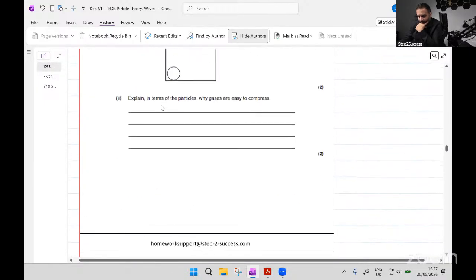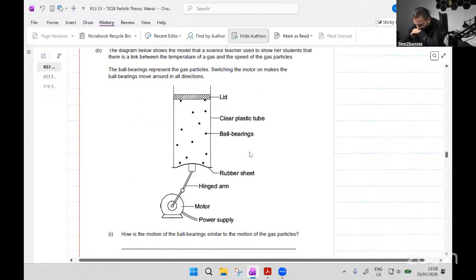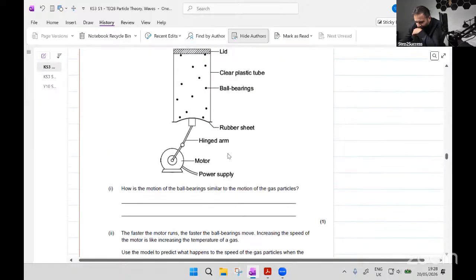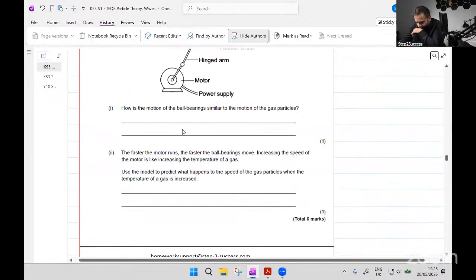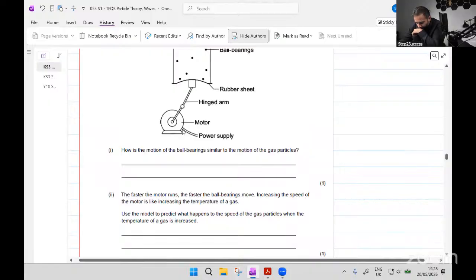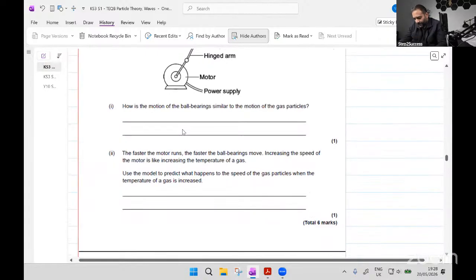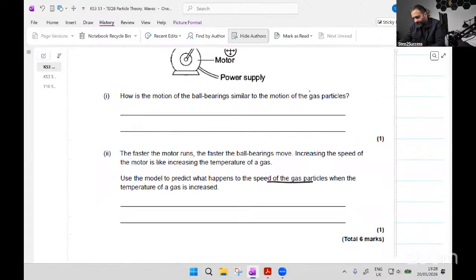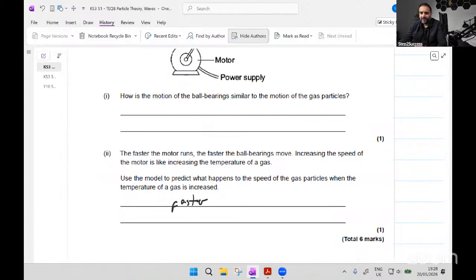Two, I'm not going to do that one. I've explained that one. The motion of the ball bearings, how is it similar to gas particles? It's because they're flying around and are very far apart, just like they are in a gas. The faster the motor runs, the faster the ball bearings move, increasing the speed, like the temperature of a gas. Predict what happens to the speed of the gas particles when the temperature is increased. Well, they'll travel faster. The particles get hotter, they move faster, basically.